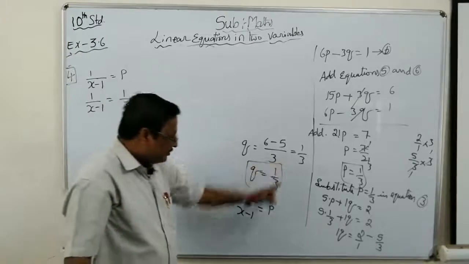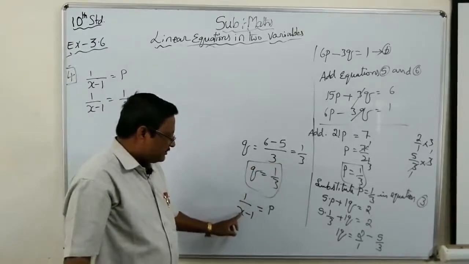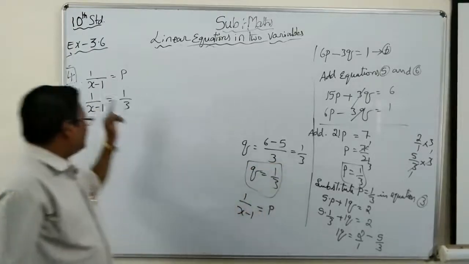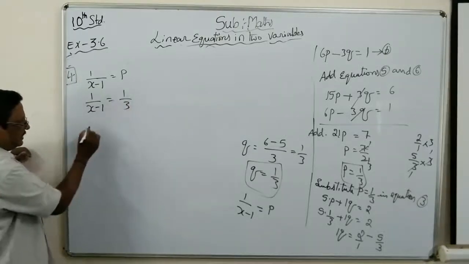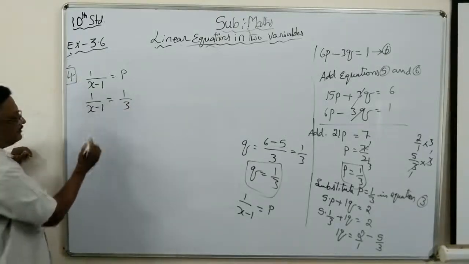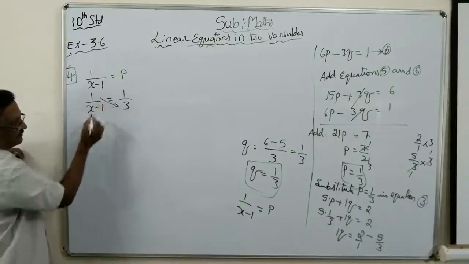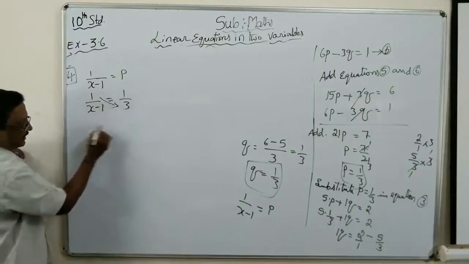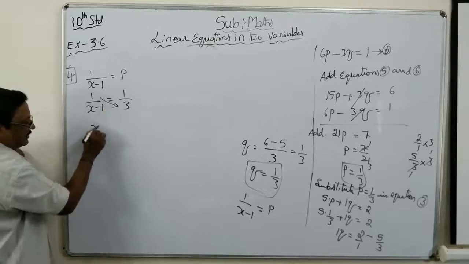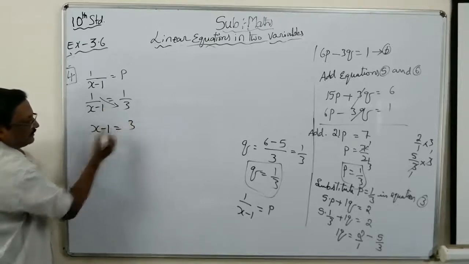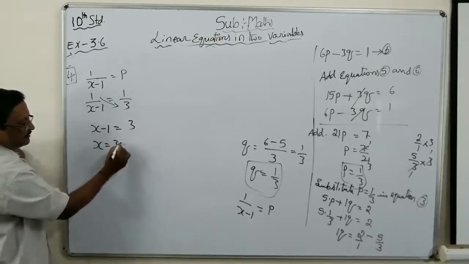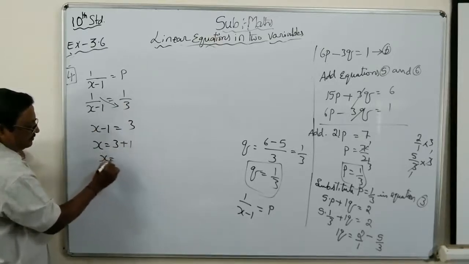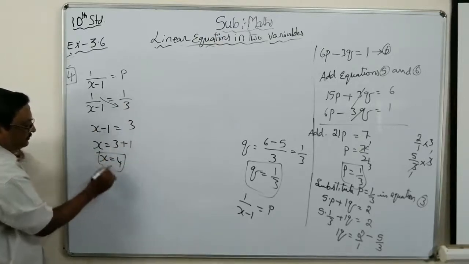Here P is equal to 1 by 3. What is the P value? 1 by x minus 1 is equal to P. Here 1 by x minus 1 is equal to 1 by 3. You write cross multiplication, 3 into 1 is 3, x minus 1 into 1 is x minus 1, is equal to 3. This one transfers that side, x is equal to 3, minus 1 comes this side plus 1, x is equal to 4. This is the x value.